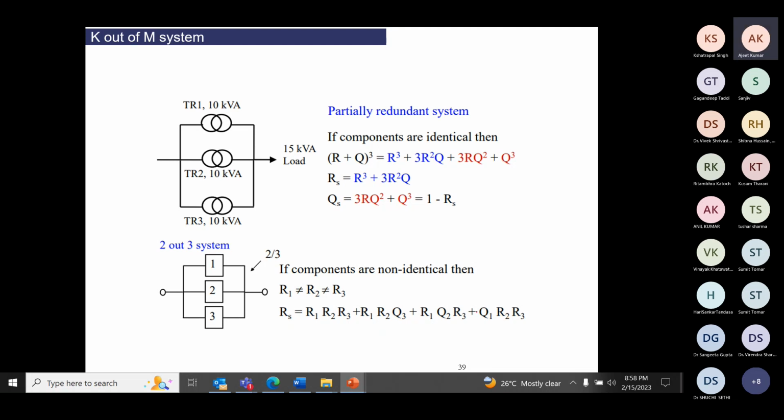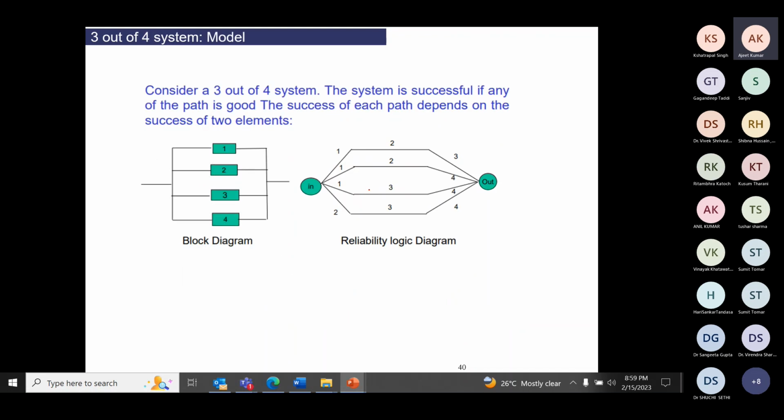There is some formula developed for this kind of system: 2 out of 3, 2 out of 4, 1 out of 2. Some kind of formula has been developed because in industry many systems are K out of N systems. Okay, so like the 3 out of 4 system. 3 out of 4 system means 1, 2, 3; 1, 2, 4; 1, 3, 4. If any of these paths works, the system will work.